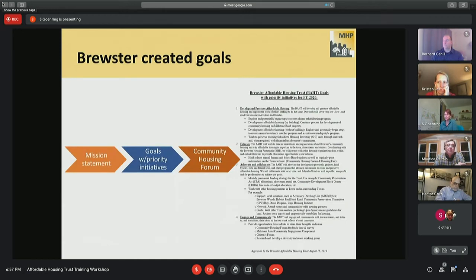Or in Brewster, they established a mission statement. They then created goals and priority initiatives. So it was an in-house process that they did. And then they had an open housing forum, where they invited folks in the community to learn about how the trust was identifying its role and the goals that they were creating, and just to get some feedback from the community that they could incorporate into their efforts.